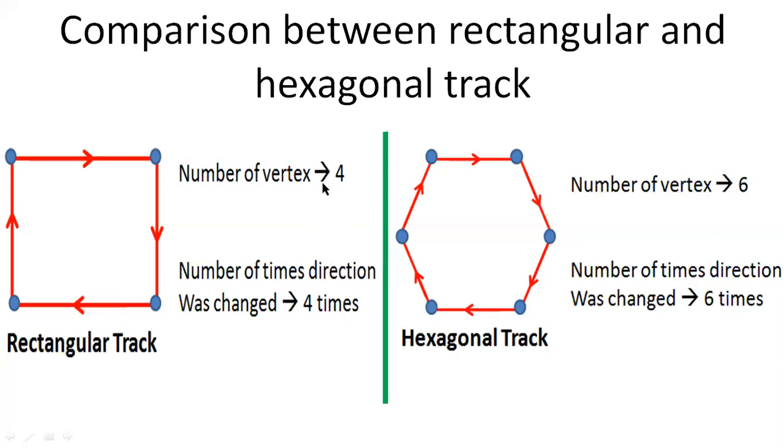You can see I have changed the value from 4 to 6. I have changed from rectangular to hexagon. So as soon as I increase these points, I have also got an increase in the number of times direction had to change. That means the more your sides and points increase, in the same way the direction number will also increase. Direction will increase as soon as your points are increasing.